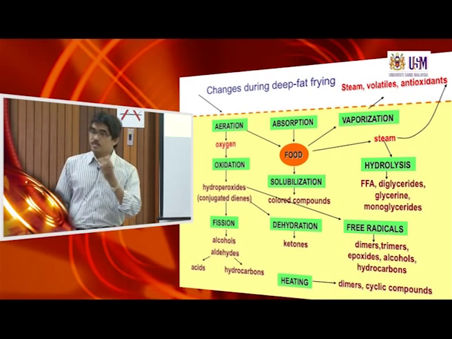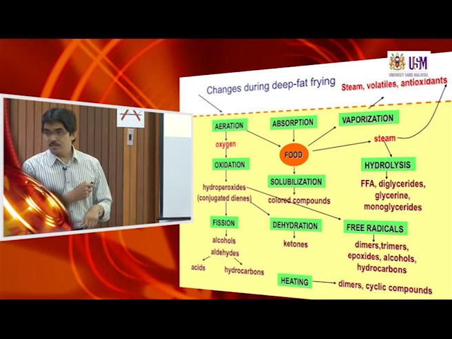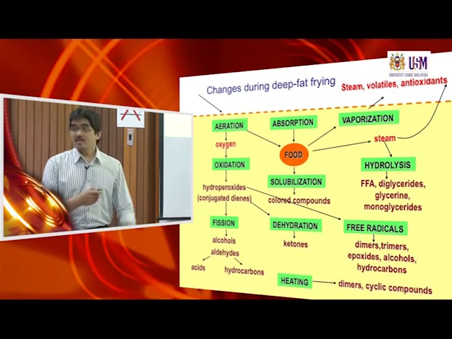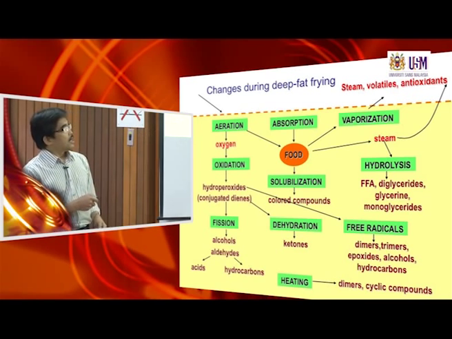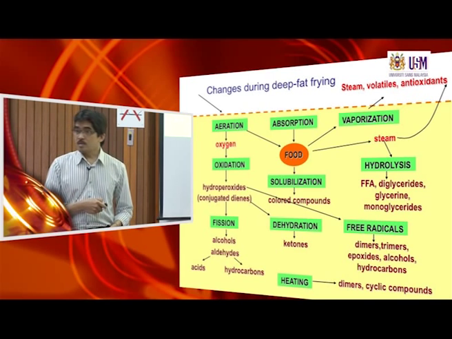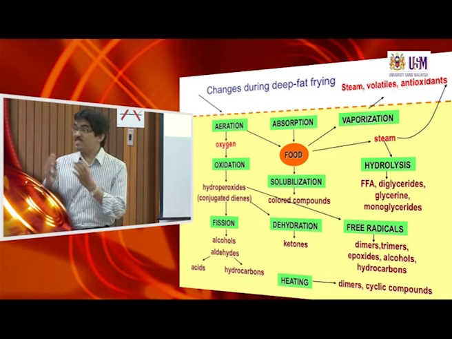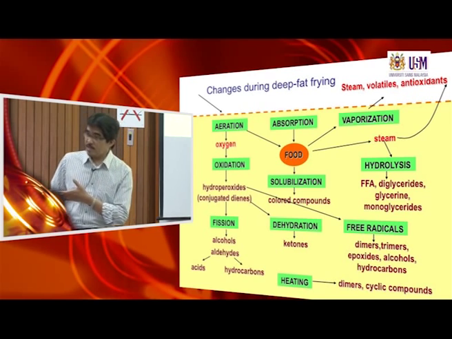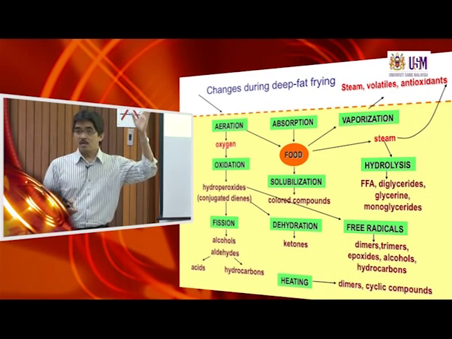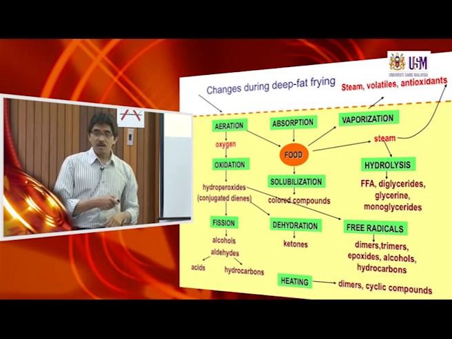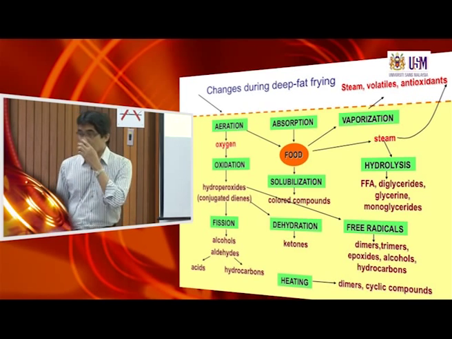So, one of the physical changes that can occur: oxidation is a chemical change. This steam vaporizing and going out to the atmosphere is a physical change. Polymerization is a chemical change. The effect of polymerization is the increase in viscosity, and that is a physical change. So that's why earlier I said during deep fat frying, we have chemical and physical changes. As a result of the formation of the polymeric compounds, the viscosity of the oil will increase. If we measure it, the viscosity would increase.